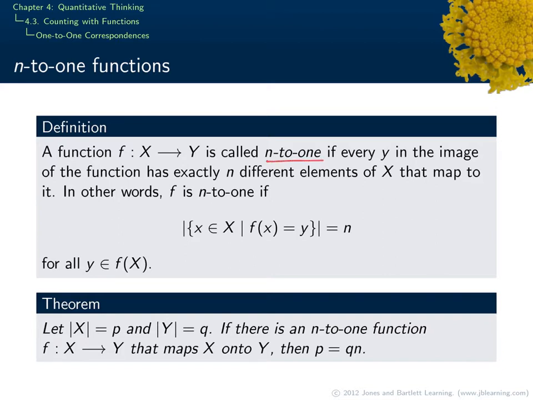So there's a generalization of the notion of one-to-one called n-to-1. A function from X to Y is n-to-1 if every y in the image of the function has exactly n different elements of X that map to it. So let's suppose this is Y and this is X, and we have an element here in Y. Then the function is, say, 3-to-1.